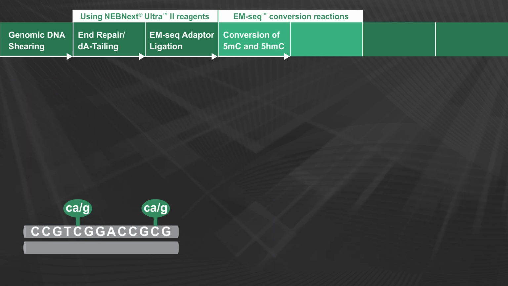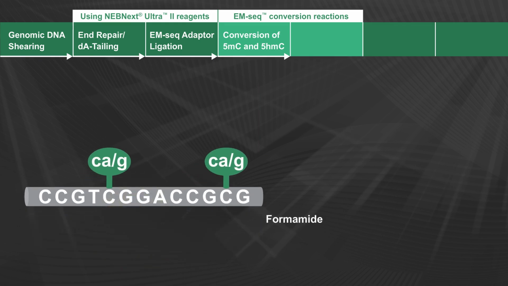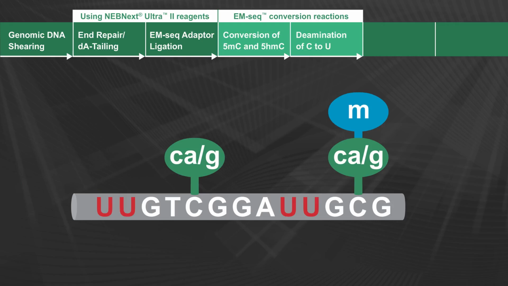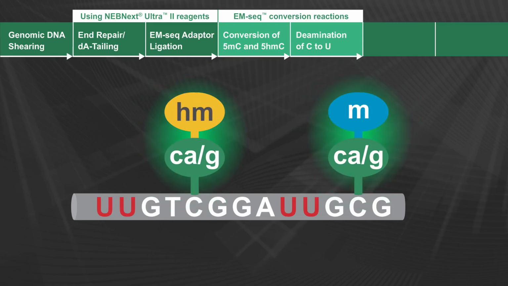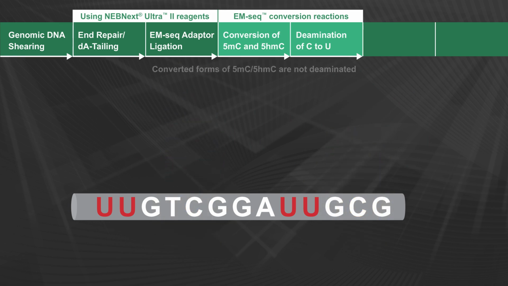Before the second enzymatic step, the DNA is made single-stranded using either formamide or sodium hydroxide. APOBEC then deaminates cytosines into uracils. Because 5-methylcytosines and 5-hydroxymethylcytosines were protected in the first enzymatic step, these forms are no longer substrates for APOBEC and are not deaminated. The last stage of EM-seq library construction is PCR.